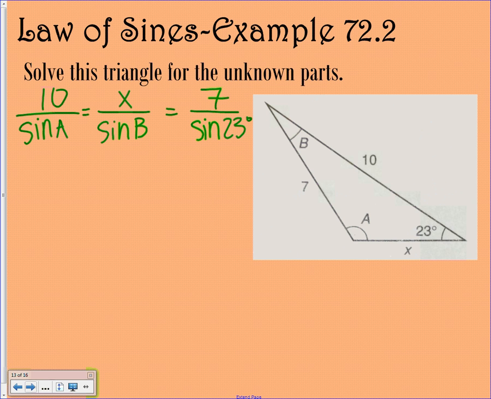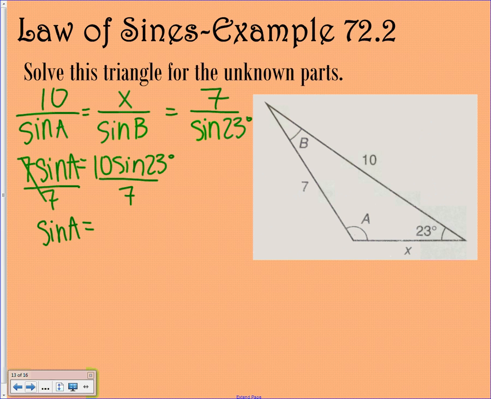So now we're going to use the first and the last. We're going to have 7 sine of A equals 10 sine of 23. And we're going to divide by 7. And so you're going to get that the sine of A is 10 sine of 23 over 7, which is 0.558.